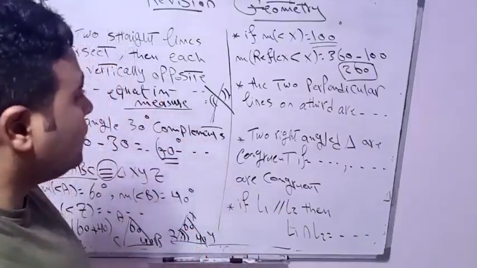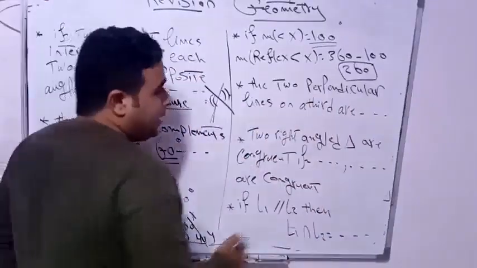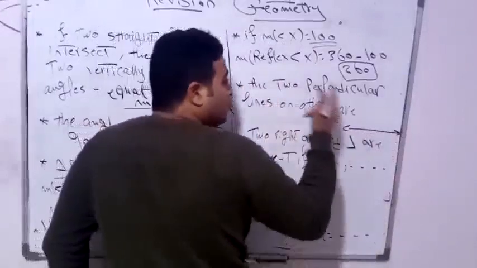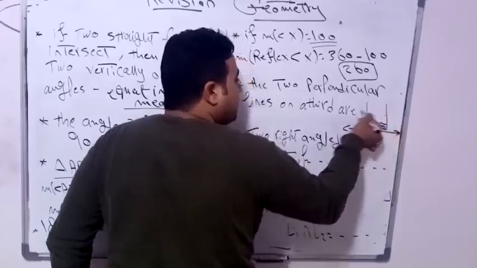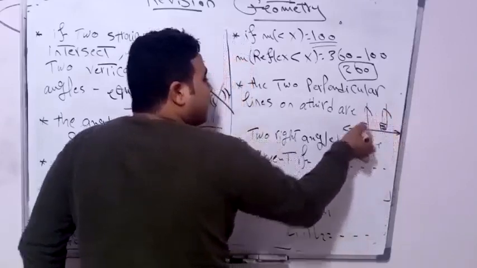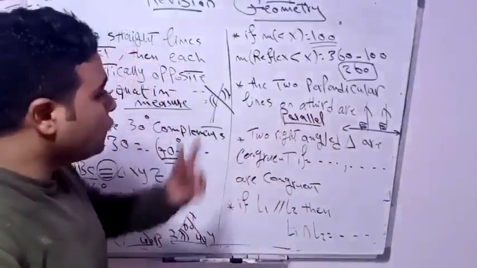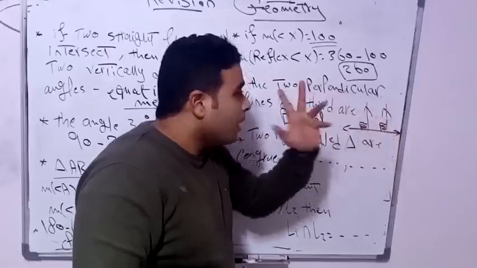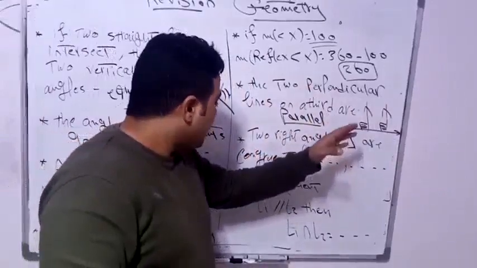My question now is about two perpendicular lines on a third. I have a straight line like this, and I have two straight lines perpendicular to it, the first and the second. I have two lines perpendicular to the third, so these two perpendicular lines are what? Parallel. So if I have two lines perpendicular to a third, these two are parallel.